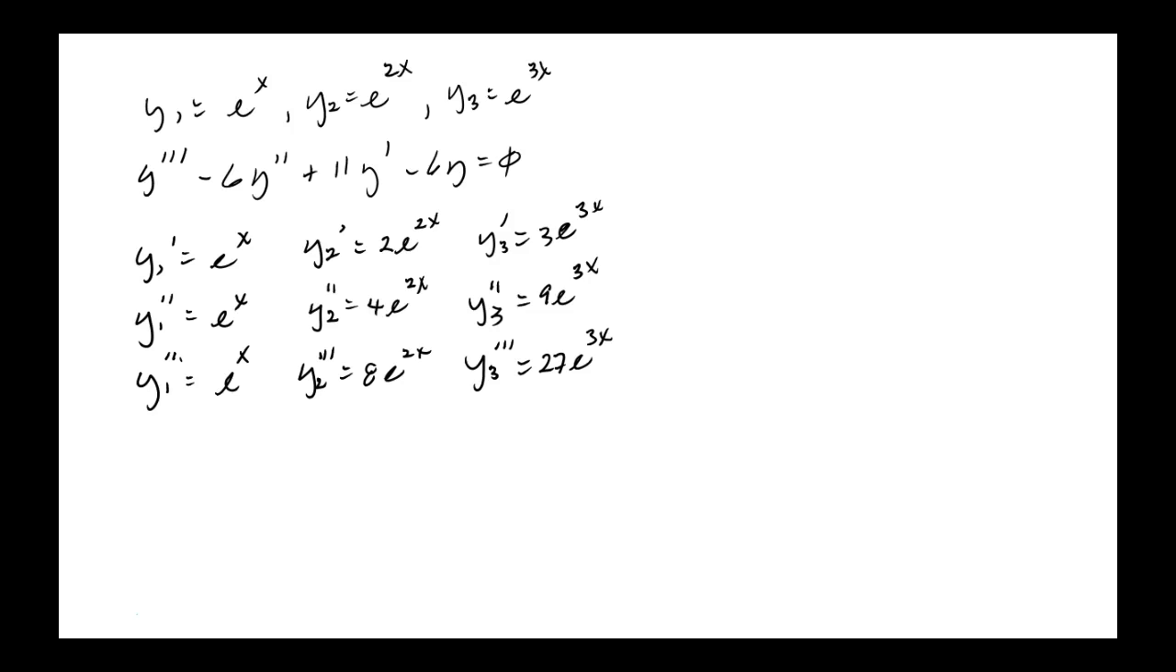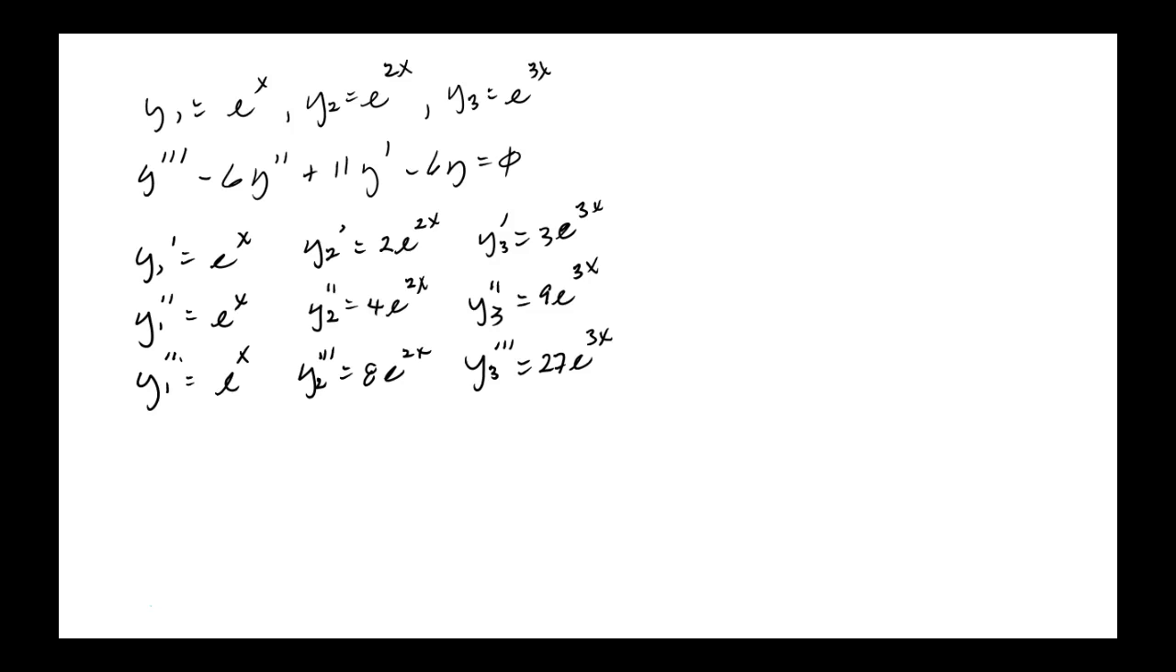And if you go back and plug each of those in, let's do the first one. That's going to be pretty easy. e to the x minus 6e to the x, you've got an e to the x in every term, right? So let's just add our coefficients. 1 minus 6 is negative 5, plus 11 is 6, minus 6 is 0. Good deal.